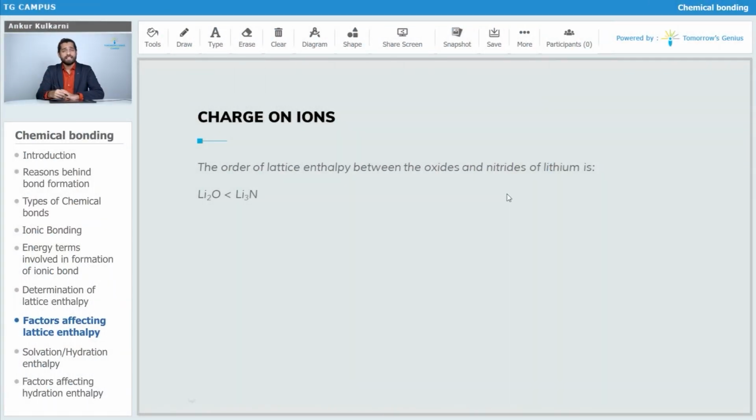Now students, let's discuss another example between oxides and nitrides. Let's look at what happens in the case of oxides and nitrides. For example, as you can see on your screens, you have lithium oxide, that is Li2O, correct? And when we talk about nitride, lithium nitride, that is nothing but Li3N, correct?